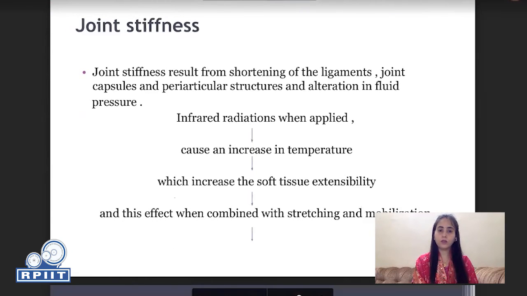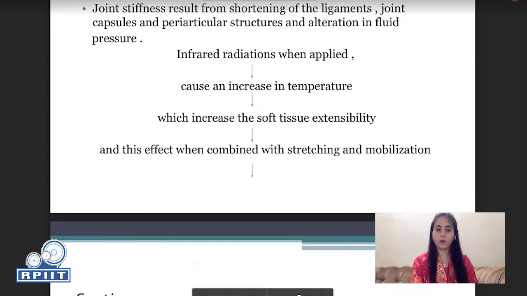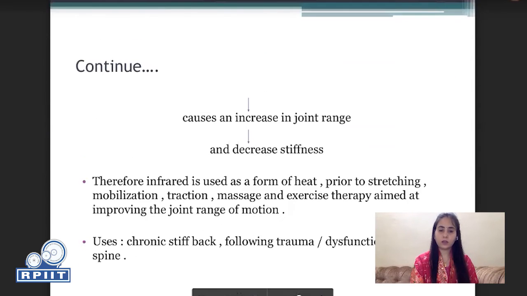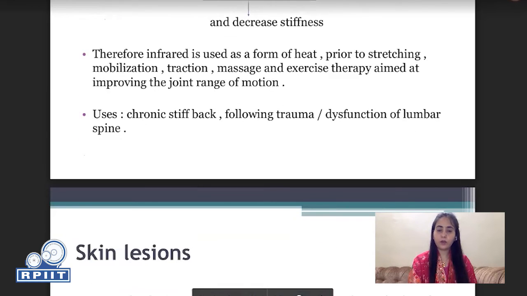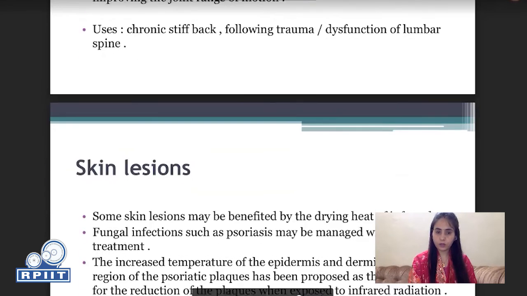Joint stiffness. How does it work? Joint stiffness results from shortening of ligament, joint capsule, and periarticular structures and alteration in the fluid pressures. IR, when applied, will cause increase in temperature and increased soft tissue extensibility, and this effect, when combined with stretching and mobilization, causes increase in joint range and decrease in stiffness. Therefore, IR is used as a form of heat prior to stretching, mobilization, traction, massage, exercise, and therapy aimed at improving the joint range of motion. Use: chronic stiff back following trauma, dysfunction of lumbar spine.